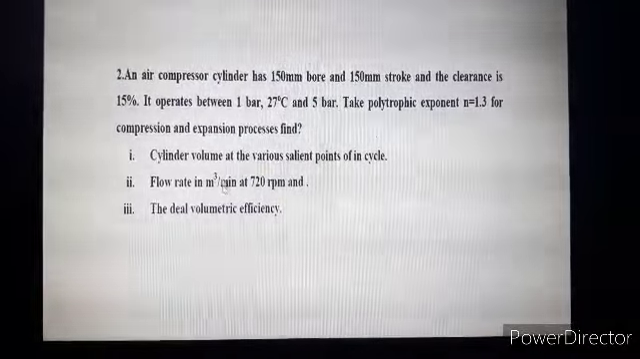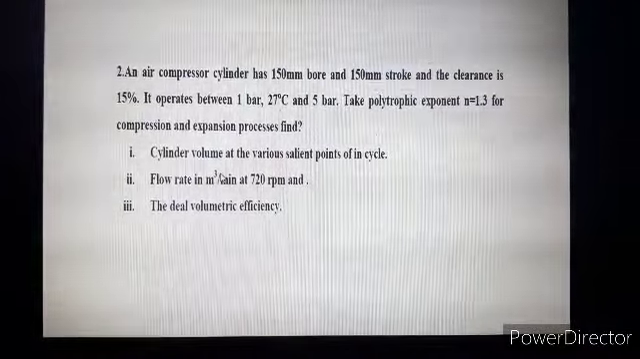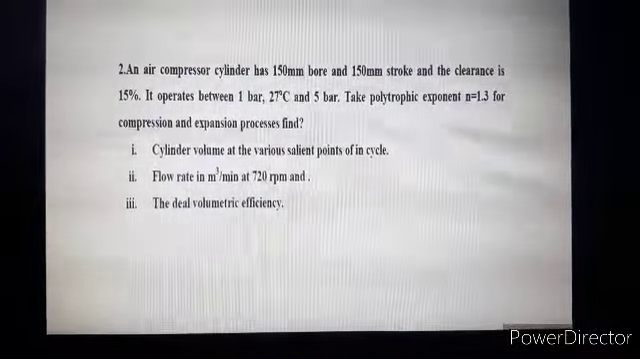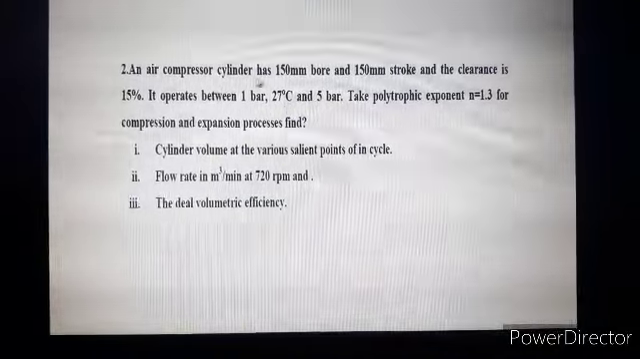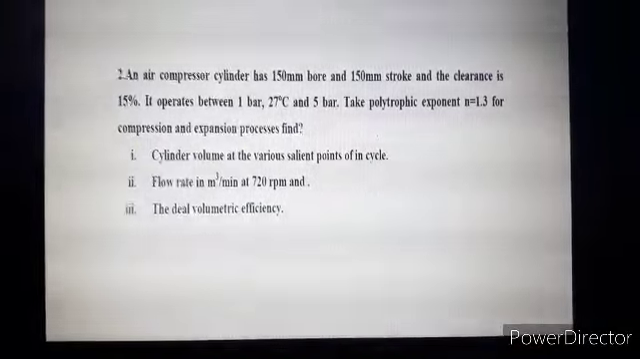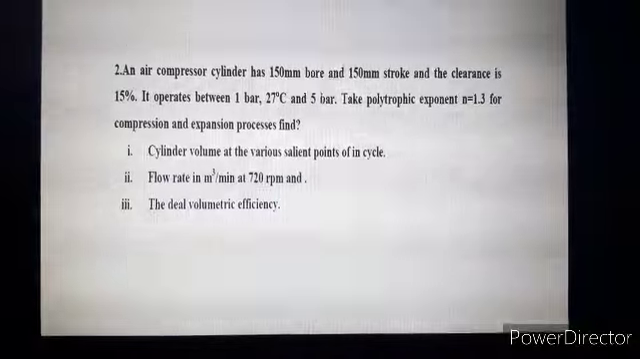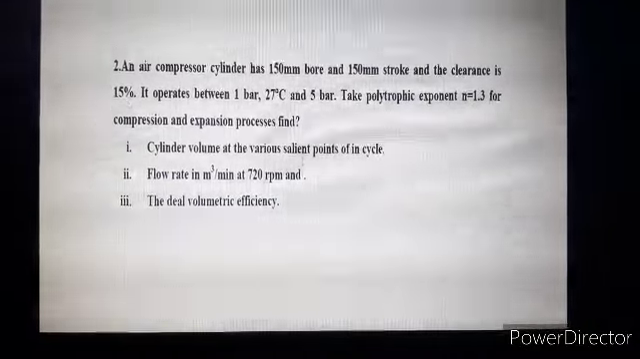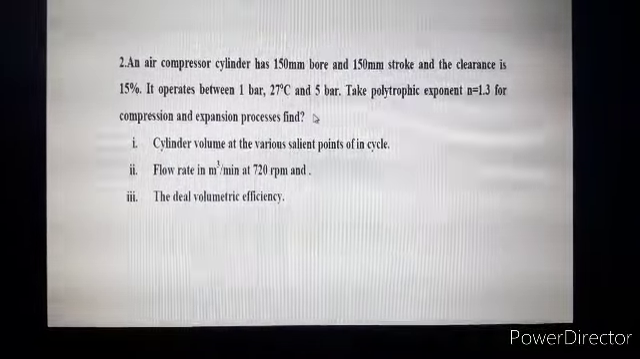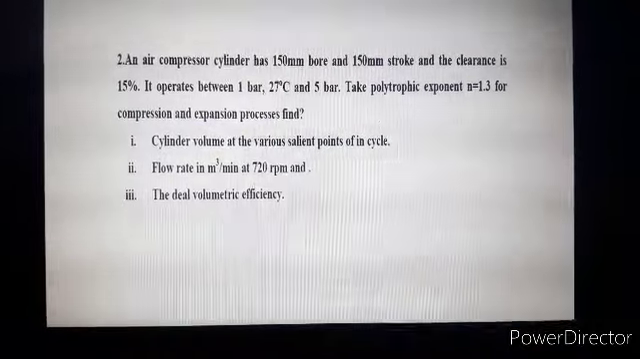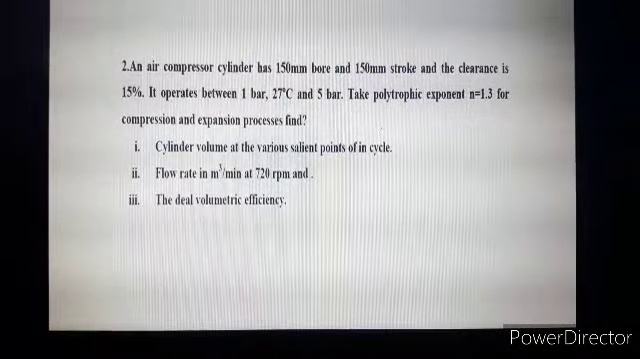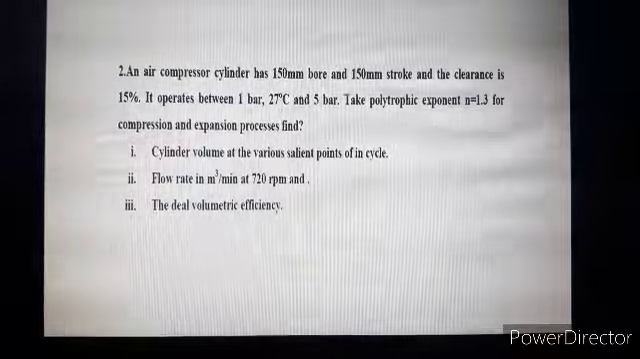Now what is the difference between this numerical and the previous numerical? We will find that this numerical is on a reciprocating compressor with clearance, because here the clearance factor is given, it is 15%. The rest of the data is similar to the previous numerical. Means now we have to practice the numerical on a reciprocating compressor considering the clearance.